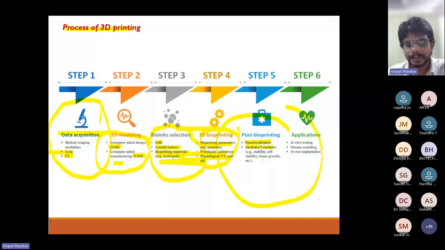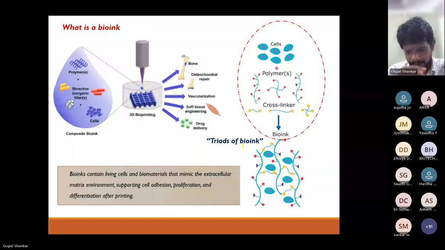And after you do the post-bioprinting, you have to go for an application. This application can be in your lab, that is called in vitro testing, or you can do some kind of disease modeling, or you can also go for in vivo implantation. So now let's discuss in detail what this bio ink is.